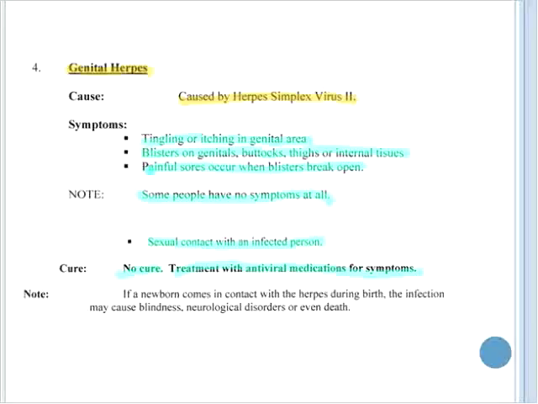Now, if a newborn comes in contact with the herpes sores during birth, the infection may very well cause blindness. It may cause neurological disorders. It may even cause death.